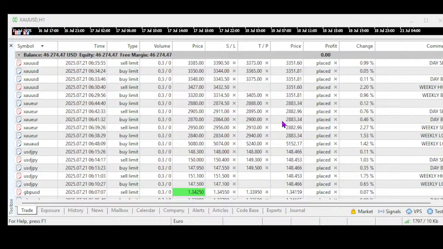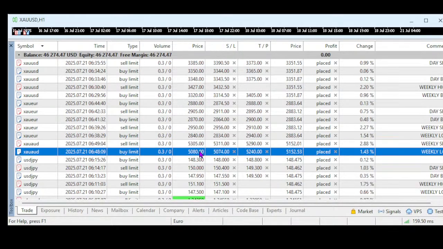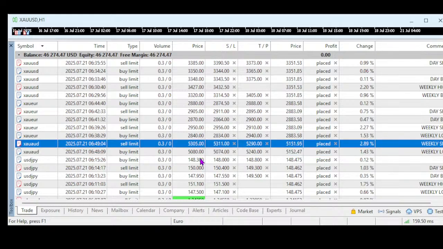5305 and 5311, and remember that if it's a counter trend, we need to exit. Okay, so we'll just give a price TP 5290. Later we'll do the adjustments. Okay, weekly sell. So this is a weekly buy, weekly sell for gold Aussie.